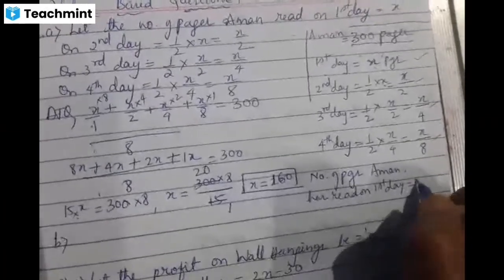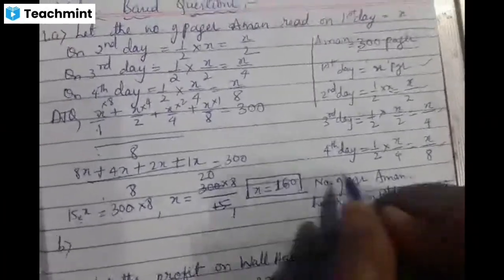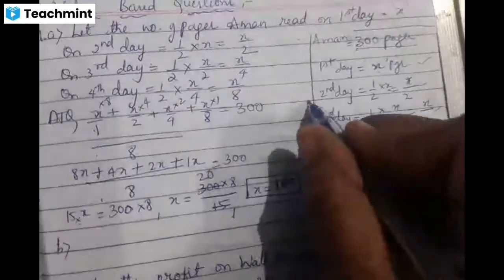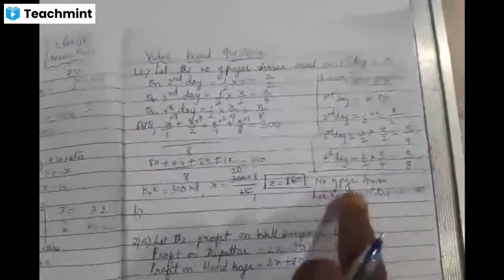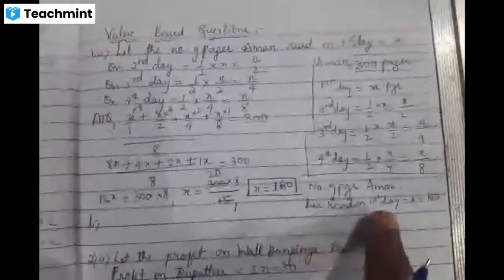Is equal to x is equal to 160. So in this way we are going to solve for x and we are finding the number of pages Aman has read on the first day.